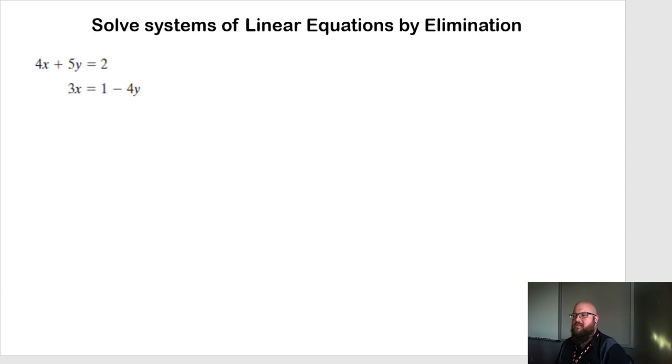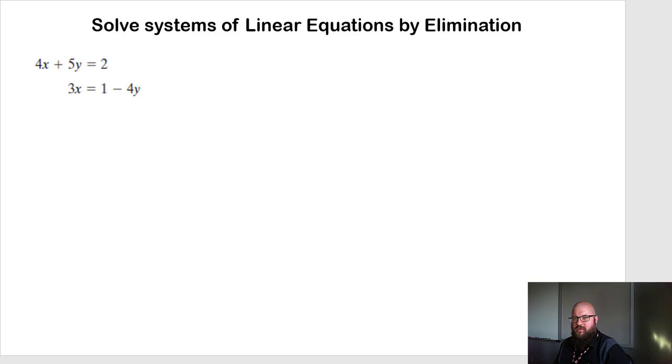Alright, so today we're going to solve systems of linear equations by elimination this time instead of substitution. So this is finishing up section 4.3 for our college prep math, and we're going to do this, like I said, by elimination instead of substitution. To start out with our problem here, we've got 4x plus 5y equals 2, and underneath that we have 3x equals 1 minus 4y.